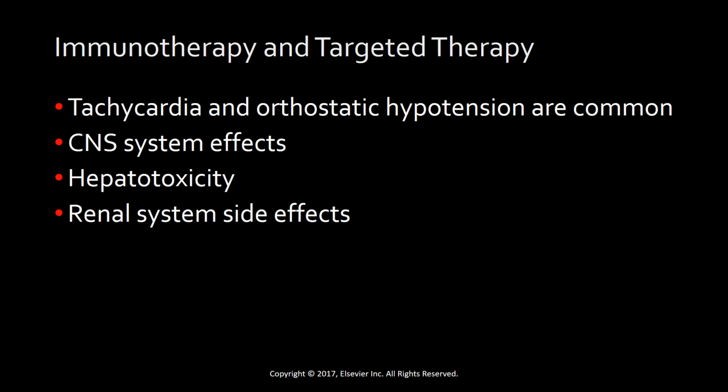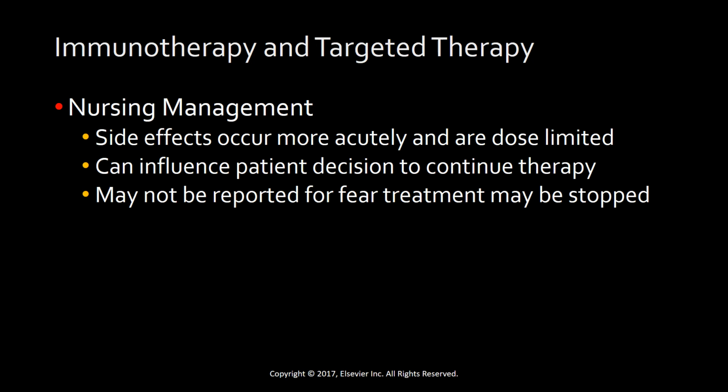Tachycardia and orthostatic hypotension are also common, but other toxic and side effects may involve the central nervous system, renal and hepatic systems, and cardiovascular system. Some problems experienced by the patients receiving immunotherapy and targeted therapy are different from those seen with more traditional cancer treatments. So these effects occur more acutely and are dose limited. What does that mean? That means that effects resolve when the therapy is over.